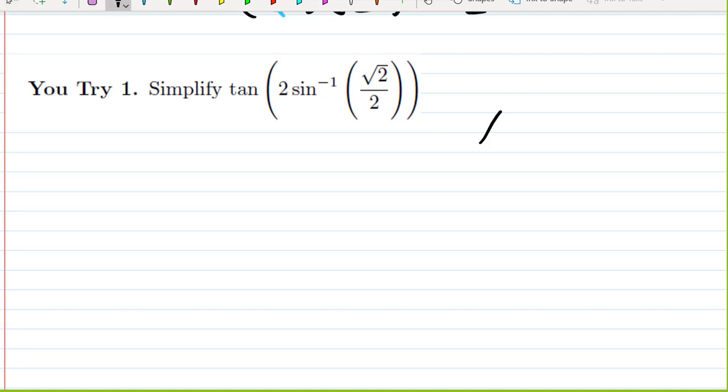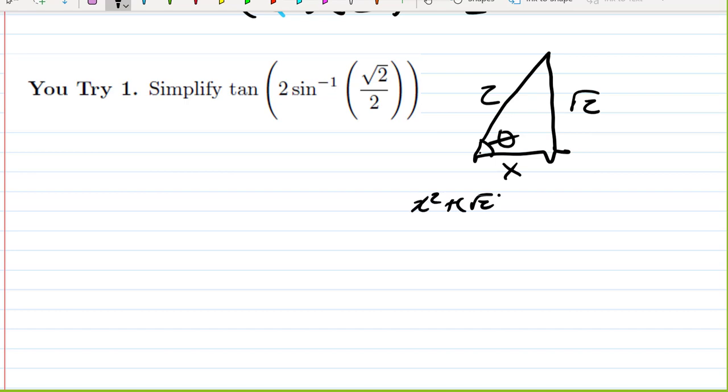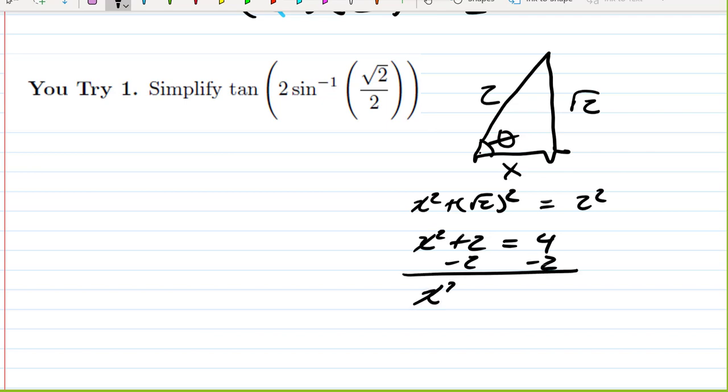So if we draw our triangle, sine is opposite over hypotenuse. So that's going to be root 2 and 2. I'll call this x. So then I have x squared plus the square root of 2 squared is equal to 2 squared. So that's x squared plus 2 equals 4. Minus 2 minus 2, x squared equals 2. So that gives us x equals the square root of 2.